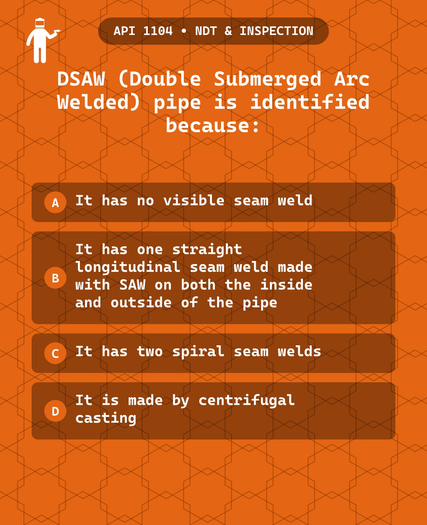Question 4. DSAW pipe is identified because A, it has no visible seam weld, B, it has one straight longitudinal seam weld made with SAW on both the inside and outside, C, it has 2 spiral seam welds, or D, it's made by centrifugal casting.